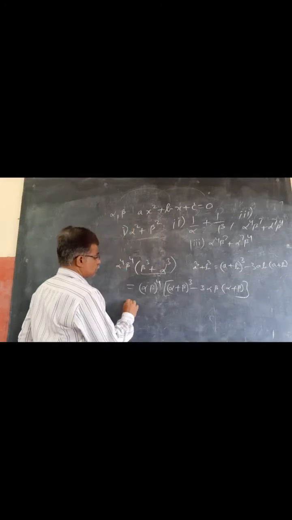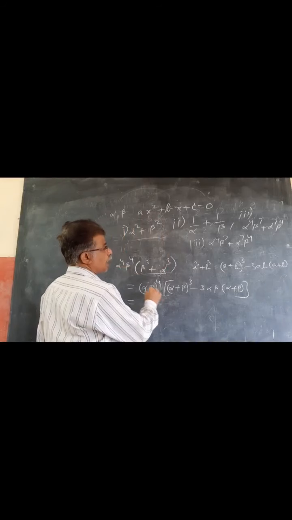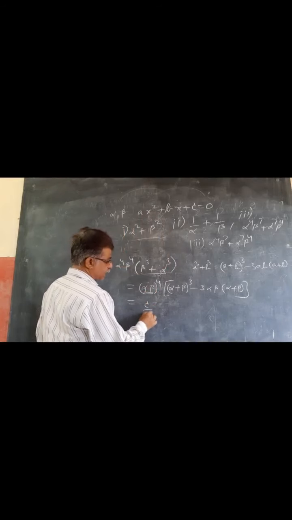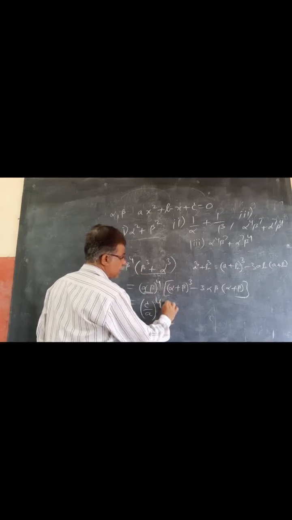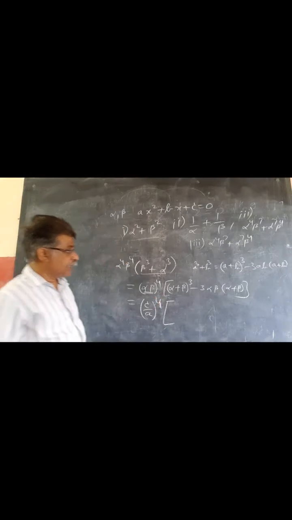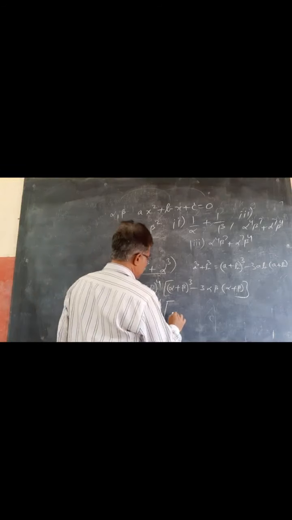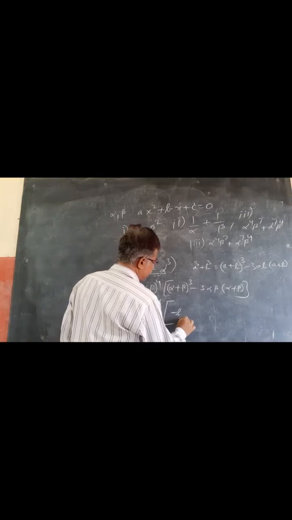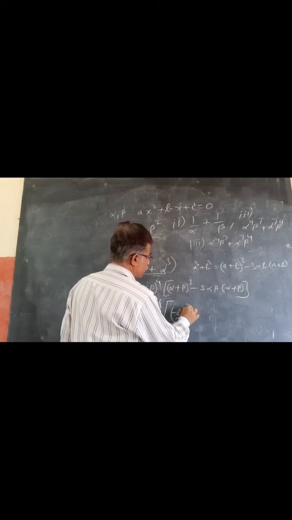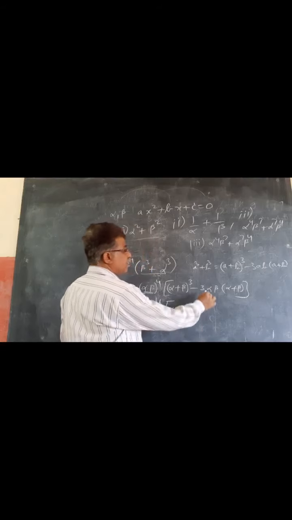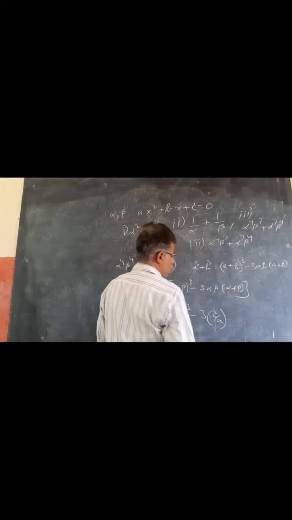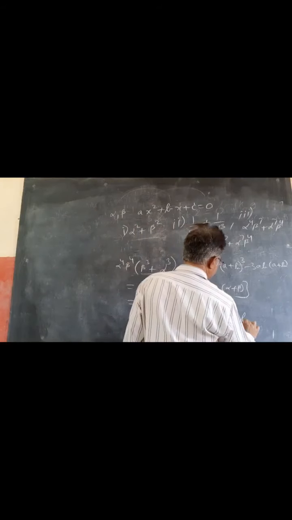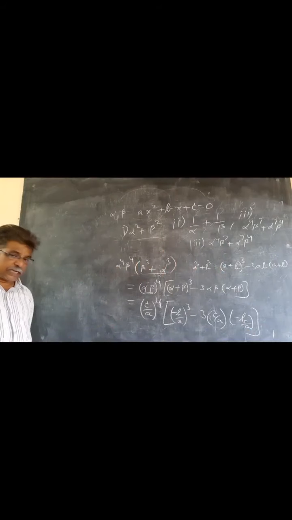So this is equal to, what is alpha beta? Alpha beta value is c by a. So c by a whole power 4 into alpha plus beta. What is alpha plus beta? Minus b by a, whole cube, minus 3 alpha beta, means 3c by a, into alpha plus beta, which is again minus b by a. If you want, you can simplify this, or you can leave it like this.